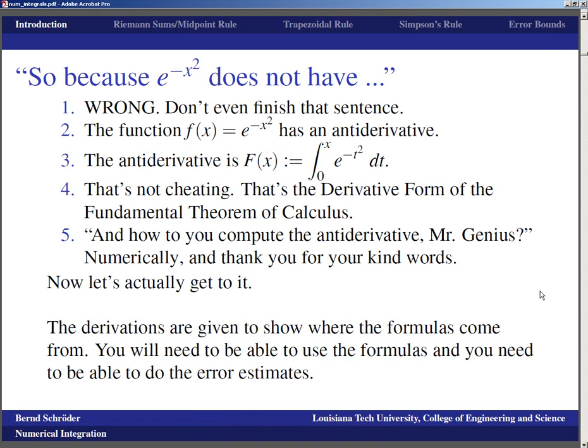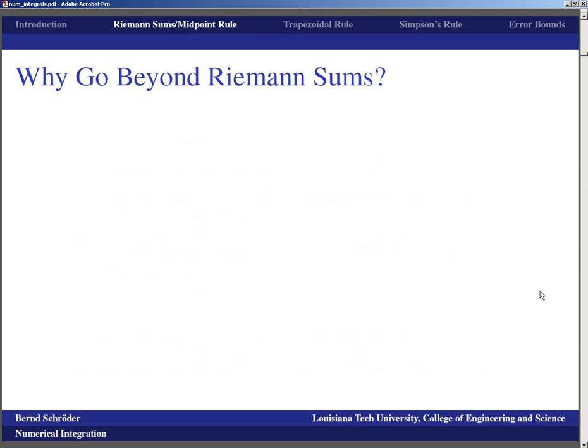But overall, a lot of this presentation really is background to get you into this idea that there are other ways to compute integrals than just the fundamental theorem of calculus in the antiderivative form.